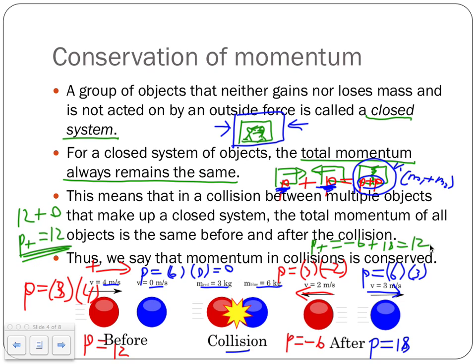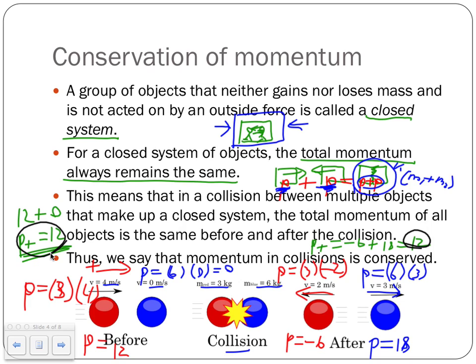Looking at what we've got here, a total momentum of 12 kilogram meters per second afterwards, and a total momentum of 12 kilogram meters per second before. As a result, we can see that momentum is conserved in this situation. This is a situation that would be physically realistic, because momentum is conserved.